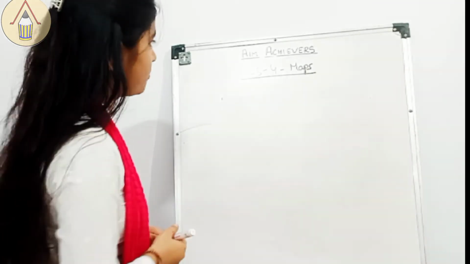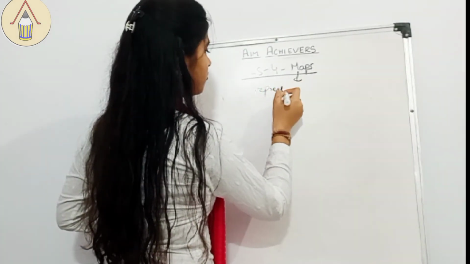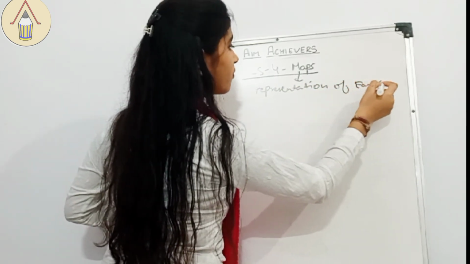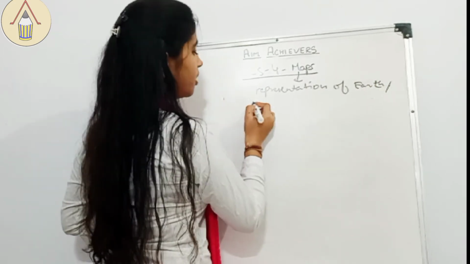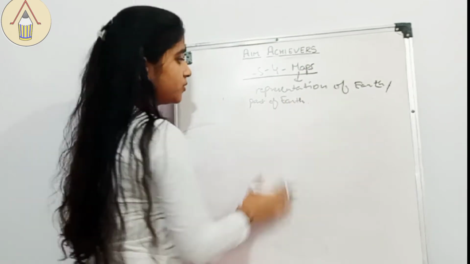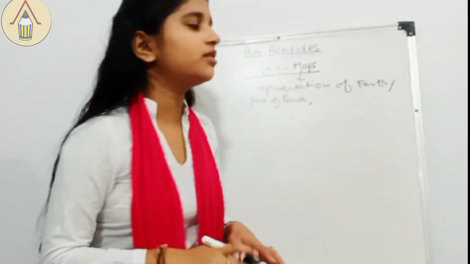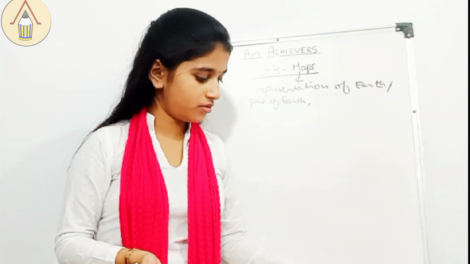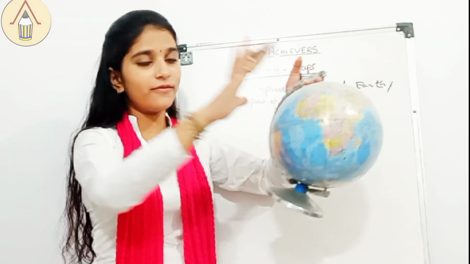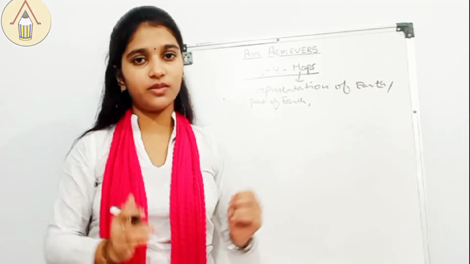Now the important points in maps, first of all, what is a map? So a map is a representation of Earth or a part of Earth on a simple square sheet or rectangular sheet. It is flattened most of the time. Like if we cut a globe from the center or from any point and then flatten it down as a normal sheet of paper, then what comes out is a map.